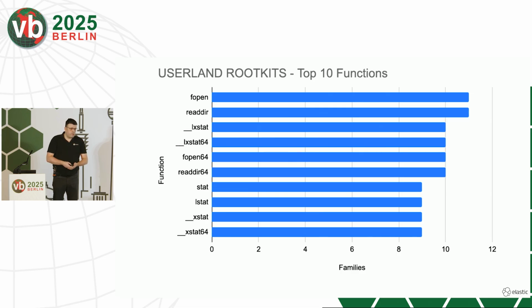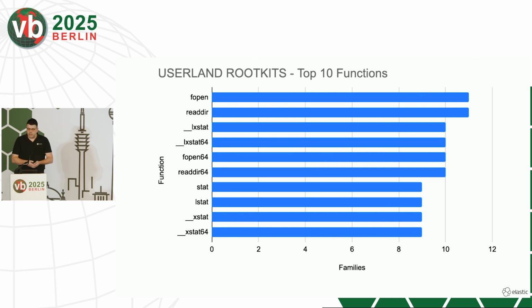In userland rootkits, again, nothing spectacular there. We see a lot of functions being hooked for reading files, opening files, so hiding themselves from the user. Now, with all these statistics, we didn't find any surprising facts. And you might ask yourself, okay, then why are you presenting that?